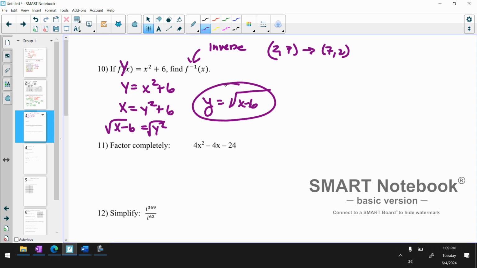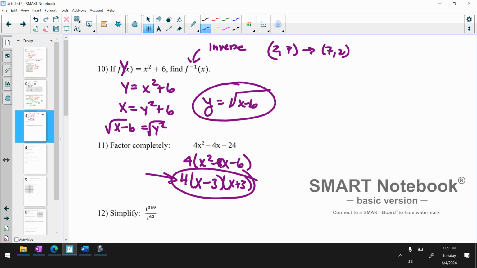Factor completely. First rule of factoring is GCF. They all have a 4. I pull that out. Pull it out. Minus 6. X minus 3, x plus 3. And a 4 outside. Do not forget about the 4.